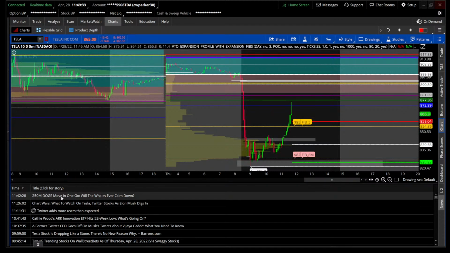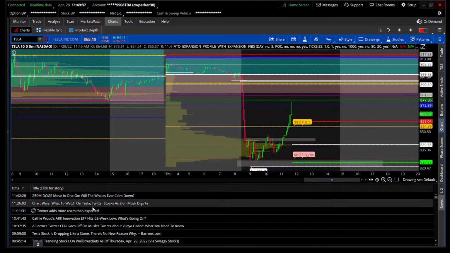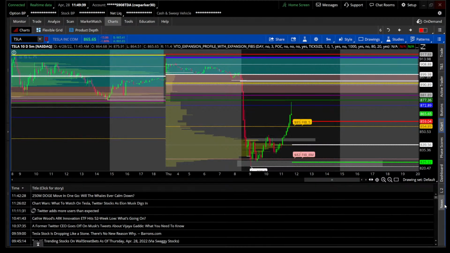250 million Doge moving in one go. What it was, I don't see any reason for that.